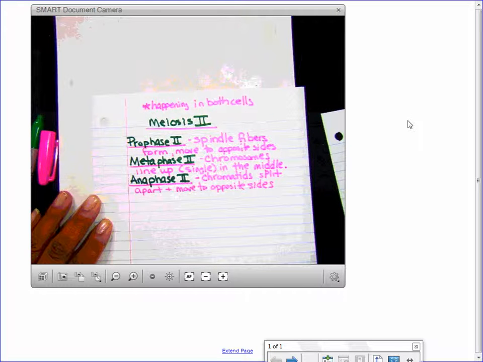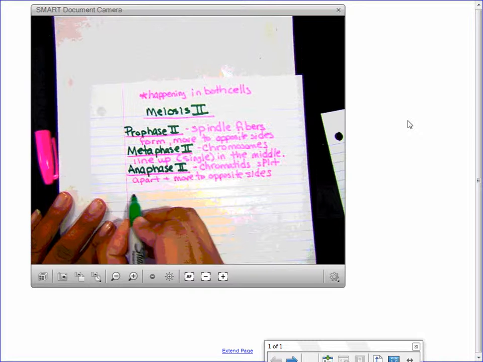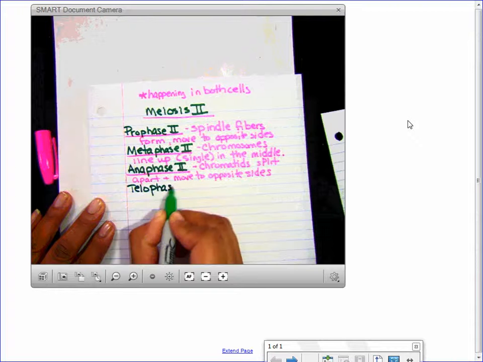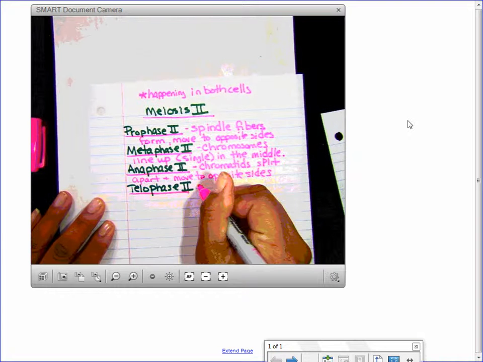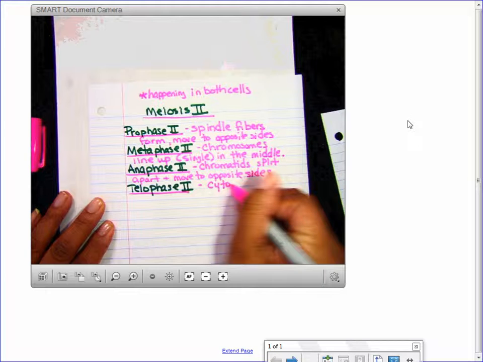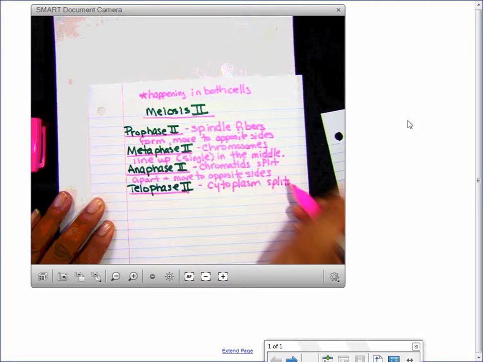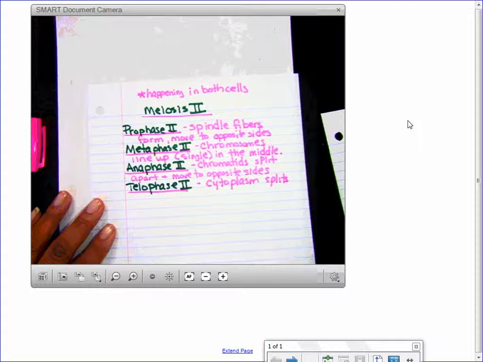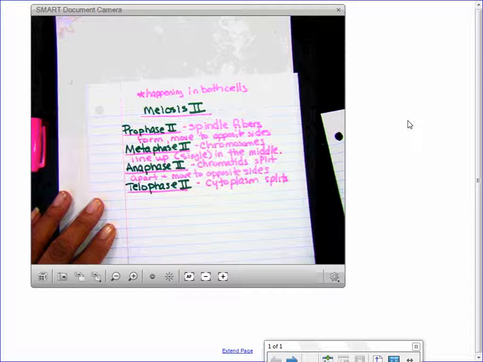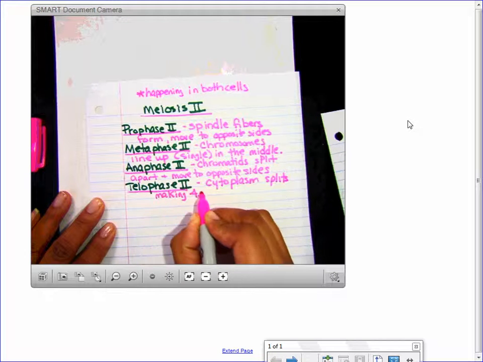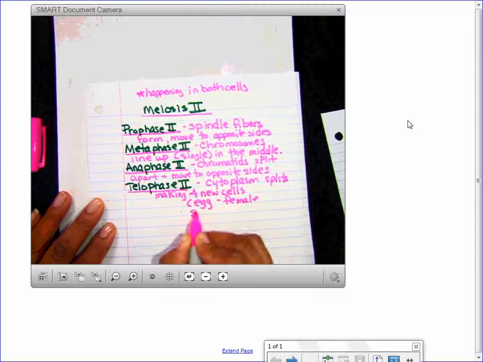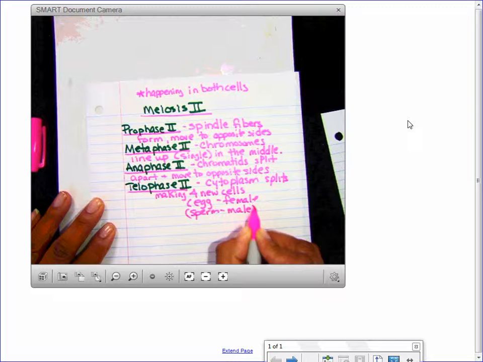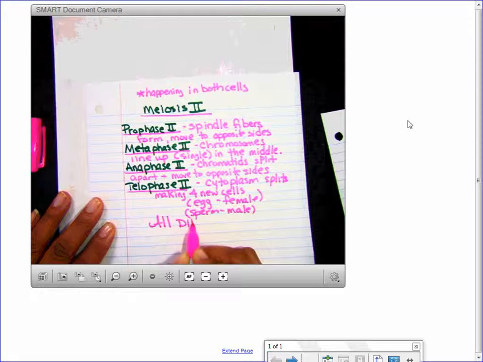And what's lastly? Telophase. Telophase what? 2. What do you think's going to happen? What happened in telophase 1? The cytoplasm does split, but now forming what? How many? If you have this happening in both, how many cells do you have now? 4. Making 4 new cells. Eggs, if you're female, and sperm, if you're a male. And they are all different.